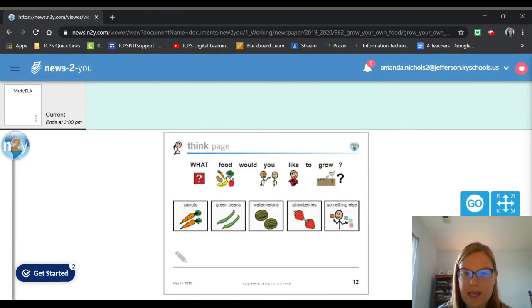And this is our think page. This is an opinion question. So it says, what food would you like to grow? And our options are carrots, green beans, watermelons, strawberries, or something else. So I'm going to say something else because I have a garden and I don't have any of those things in there. So most of the stuff that I have is like tomatoes and onions and different types of lettuce. And peppers.